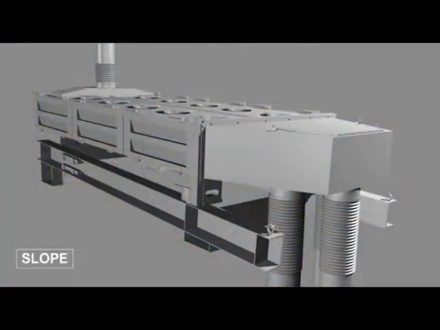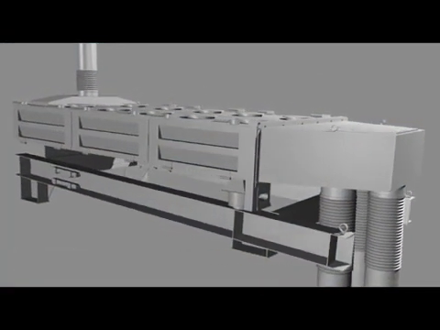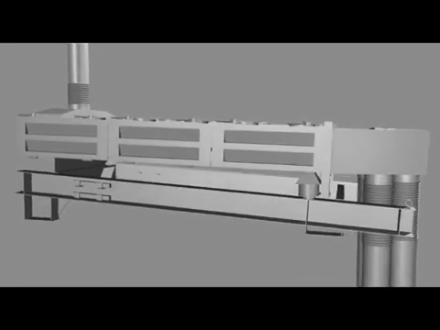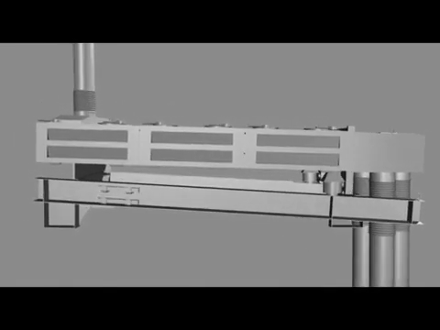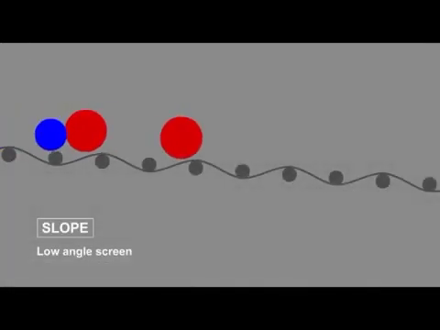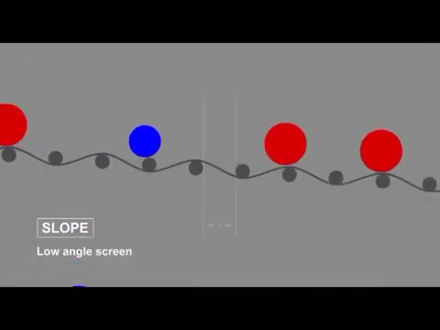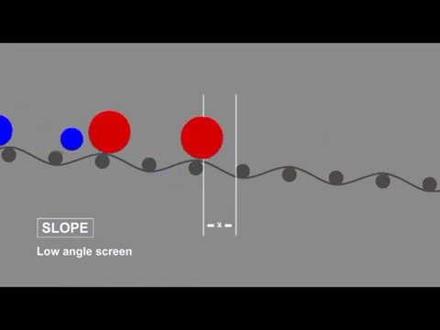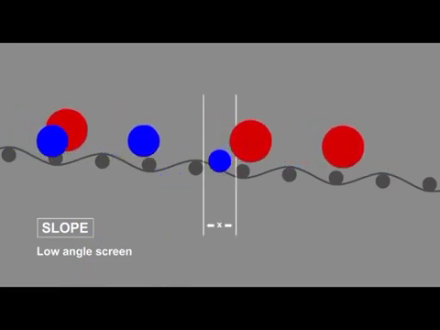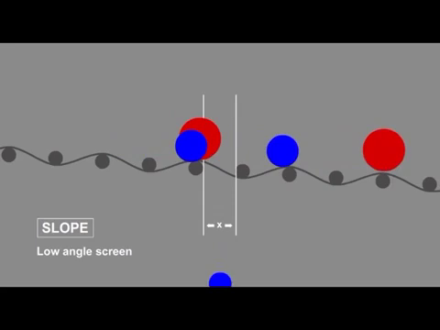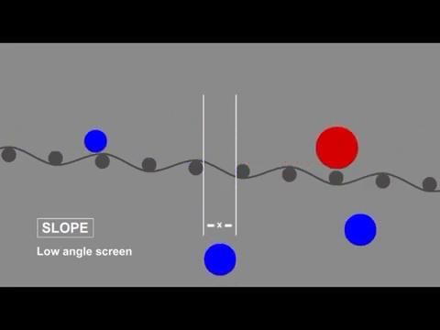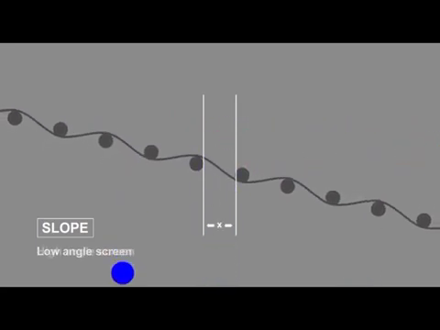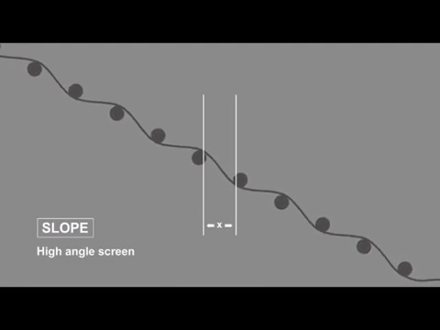The slope of the separator can range from level to almost 40 degrees from horizontal. On a low-angle screen, the aperture presented to the particle is nearly the exact aperture of the mesh chosen for the separation. For example, a 2 mm opening will appear very close to 2 mm to the particle, and the resulting separation will be very precise.